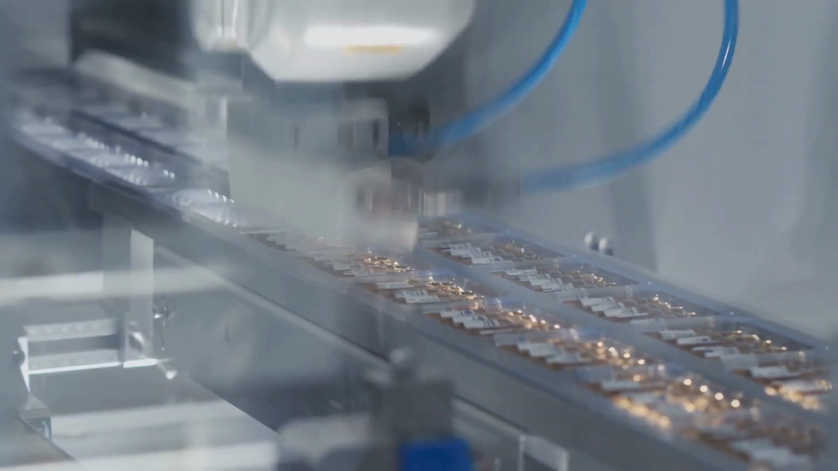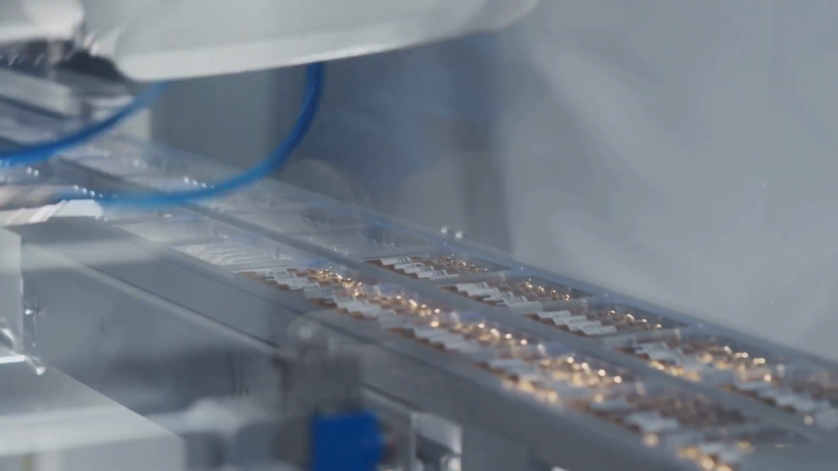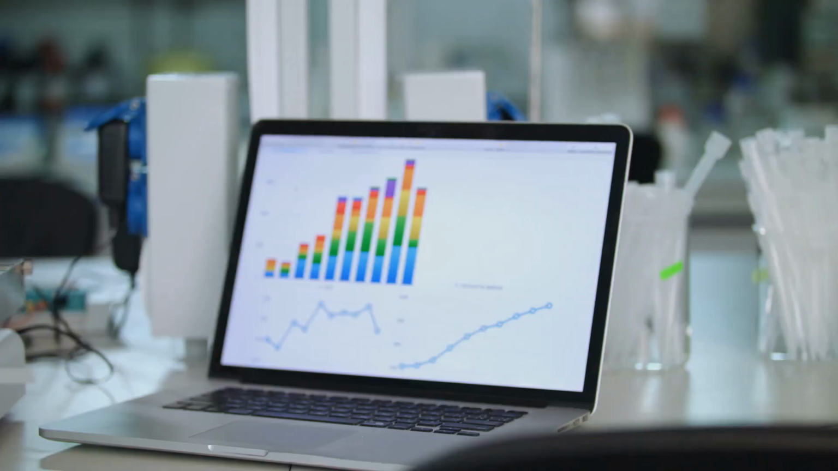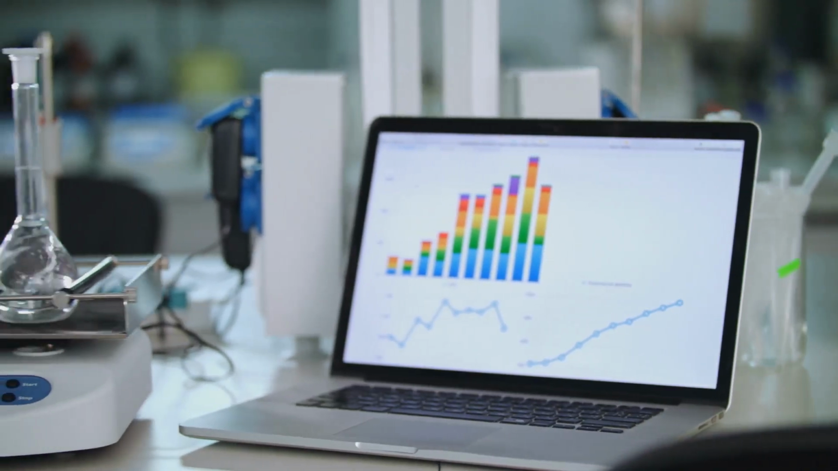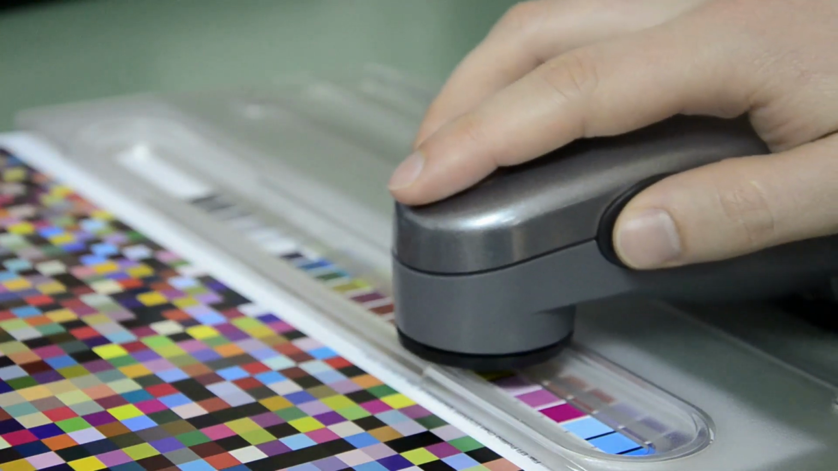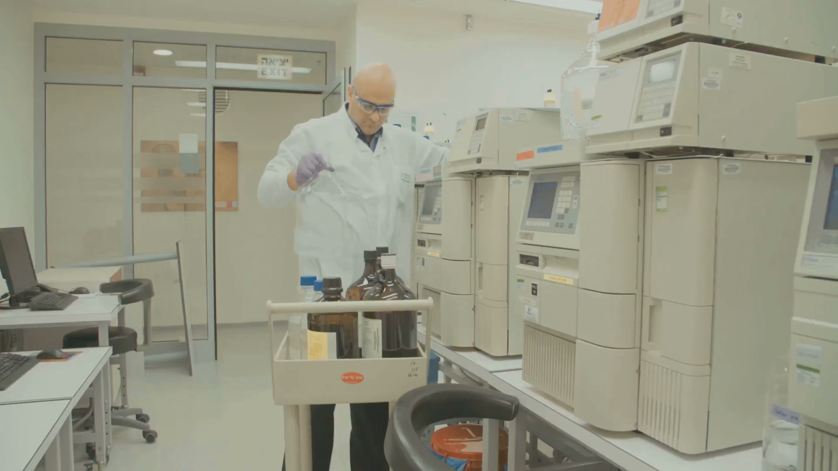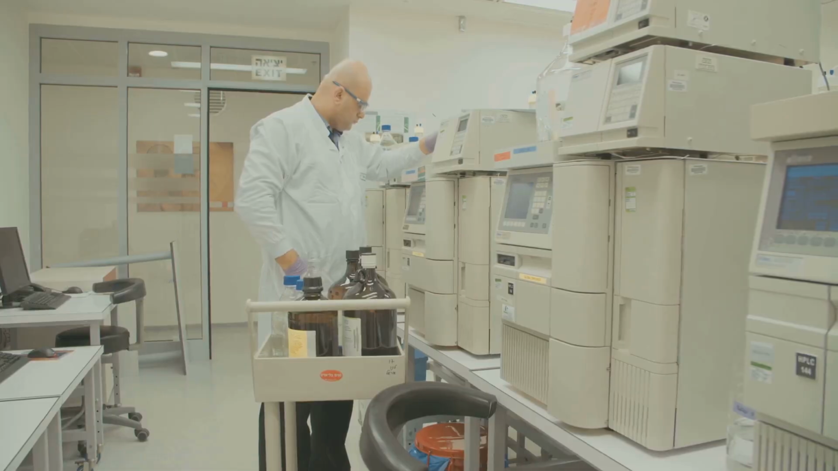High-performance liquid chromatography, or HPLC. This technique is used to separate, identify, and quantify components in a liquid sample. It's widely used for analyzing complex mixtures, including drug formulations. Ultraviolet spectroscopy, or UV. This method measures the absorbance of UV light by a substance. It's useful for determining the concentration of compounds that absorb UV light.